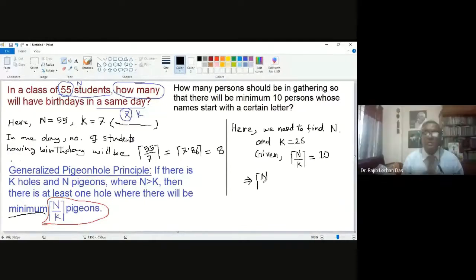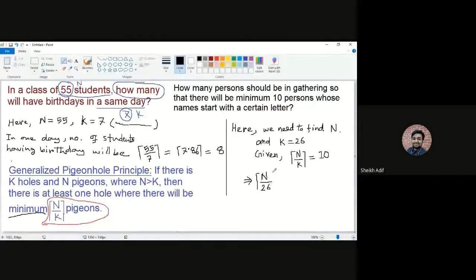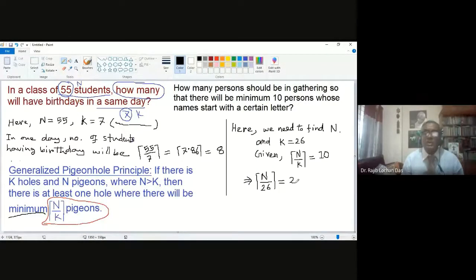Sir, are you using third brackets, or is it used for ceiling? It is used for ceiling. It is like a third bracket, but it is not in the lower part. There is a break in the upside part only. That is why it is ceiling. So the lower part is open. Now you do the calculation here: N by 26, and the right side is 10.